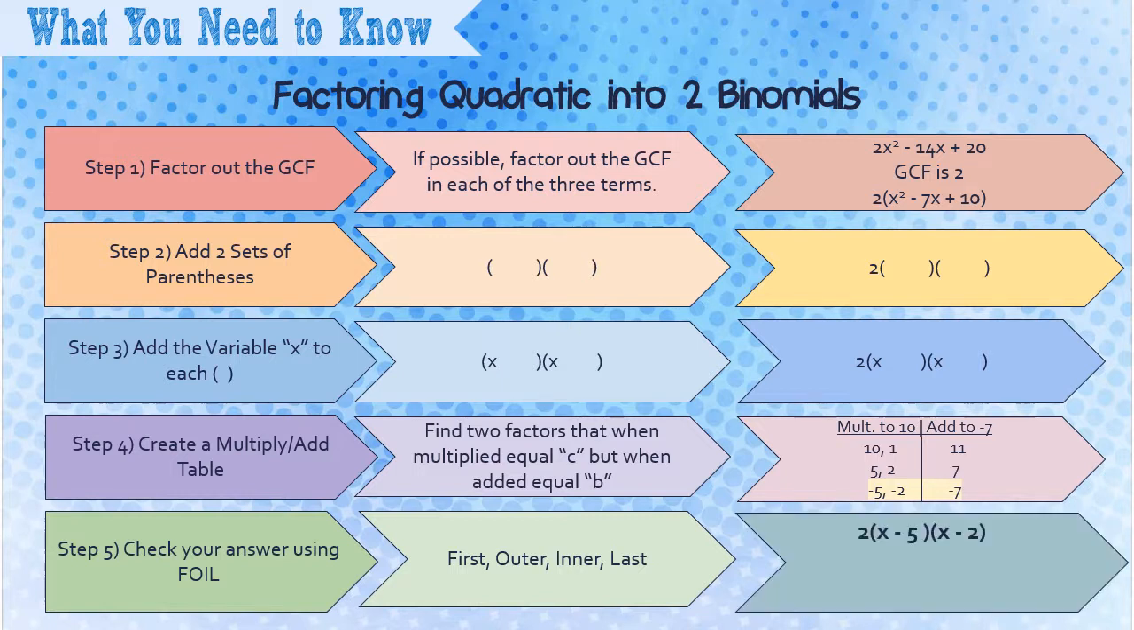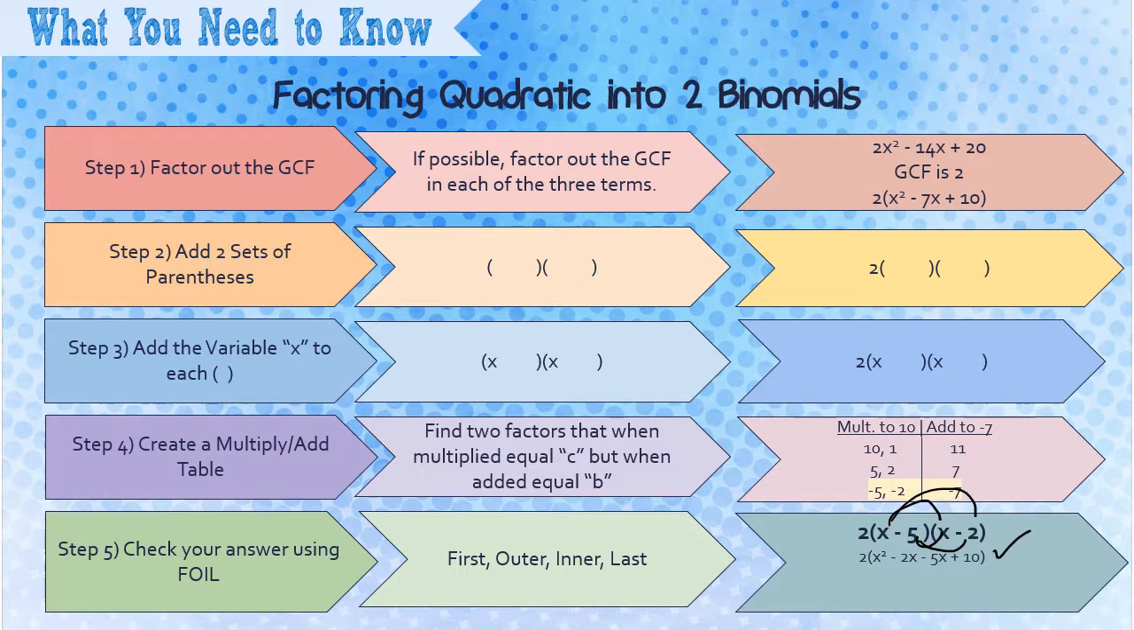Once I have my factors, we put those into the empty spots of my binomials. So I've got my 2, my GCF out front, and then x minus 5 times x minus 2. You can check your work by using FOIL. You can distribute the first term of the first binomial to both of those, and then the second term to both of those.